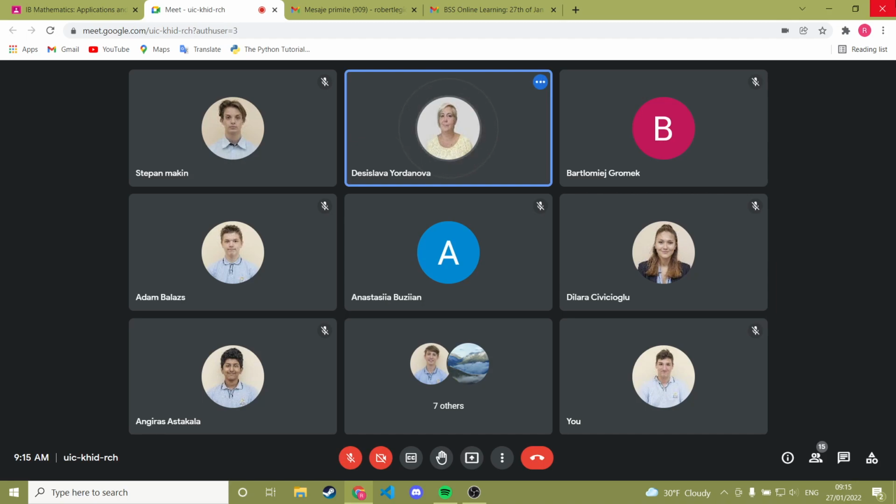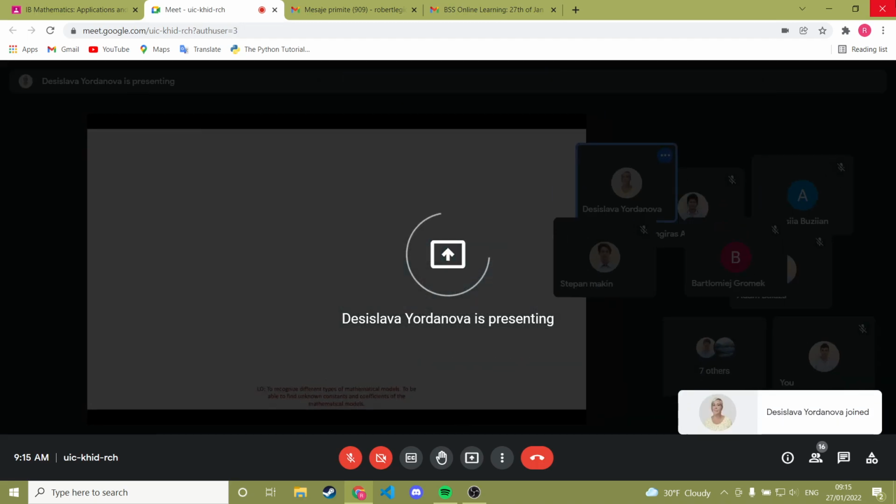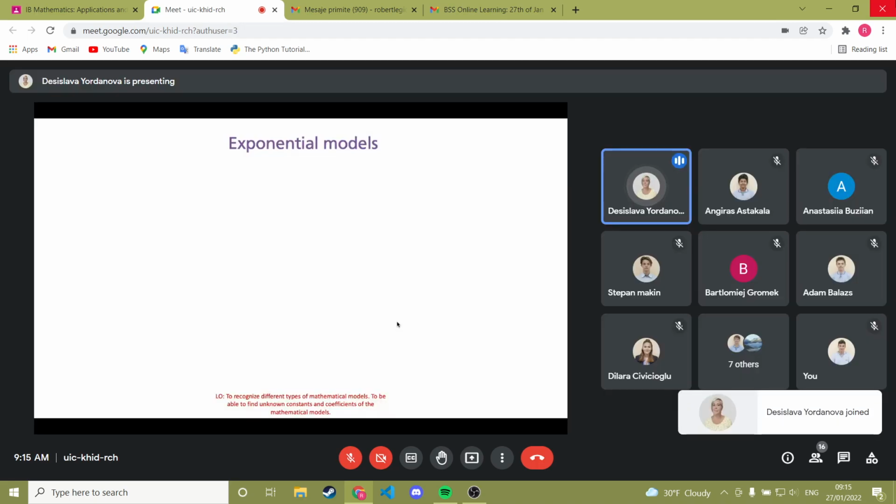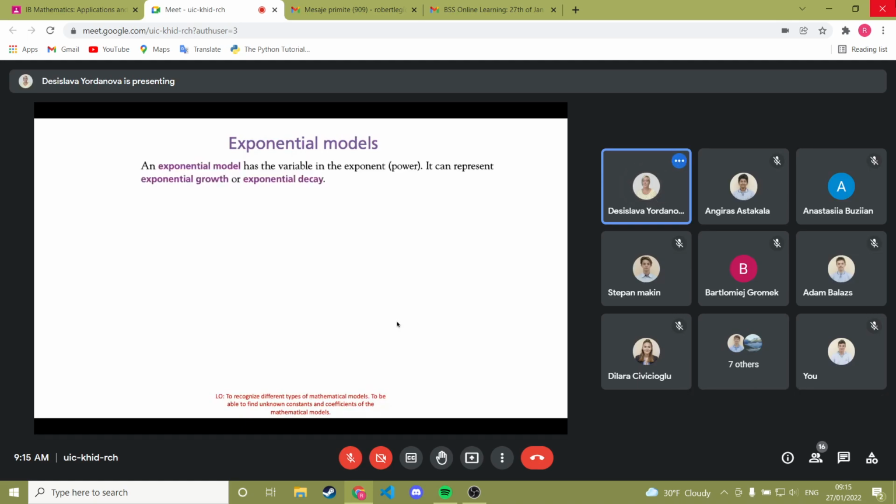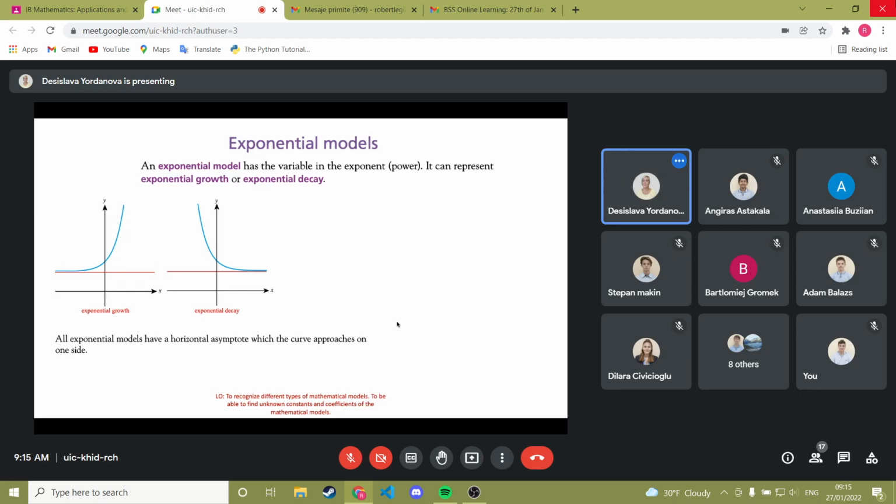Okay, so back to the modeling. Then to the next type of models, exponential models. The exponential model has the variable in the exponent or power, and it can represent exponential growth or exponential decay. The exponential growth looks like the picture to the left. The exponential decay looks like the picture to the right. And all the exponential models have a horizontal asymptote.